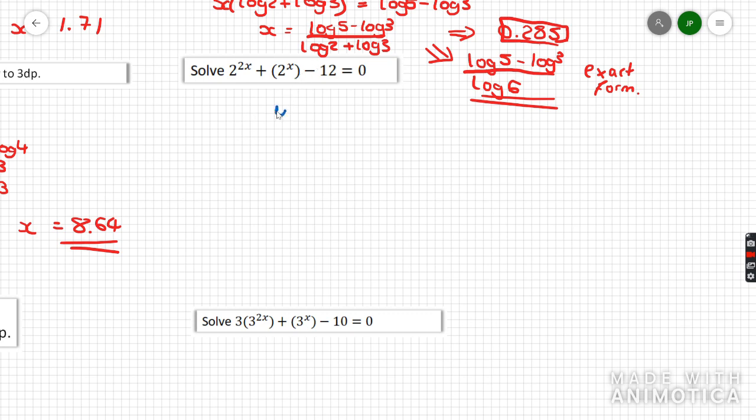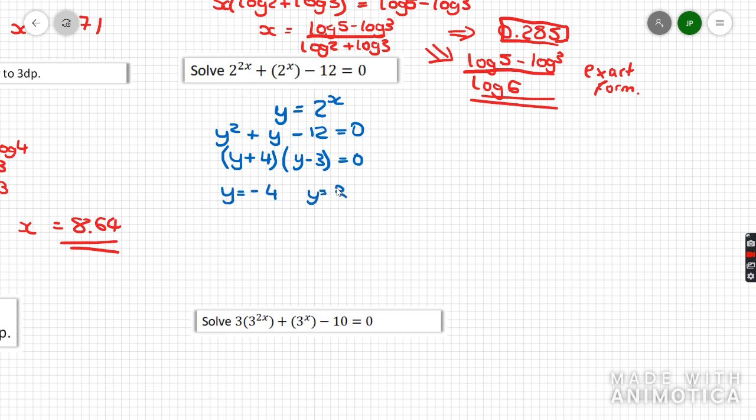So what we should see is if I make y equal 2 to the x, this now becomes a quadratic. This now becomes y squared plus y minus 12 equals 0. We can solve our quadratic. So if we factorise to y plus 4 and y minus 3 equals 0, I can have solutions y equals minus 4, y equals 3. However, it's not y, so it's going to be 2 to the x equals minus 4, 2 to the x equals 3.